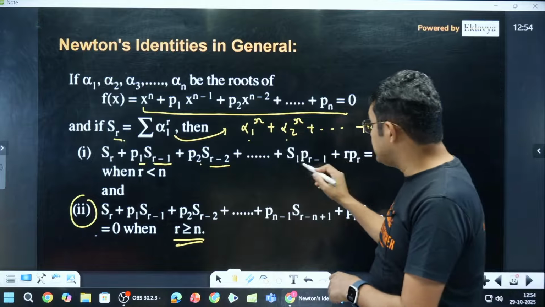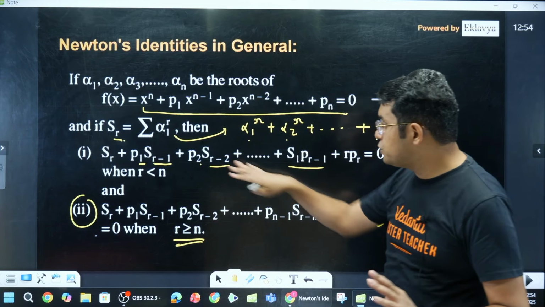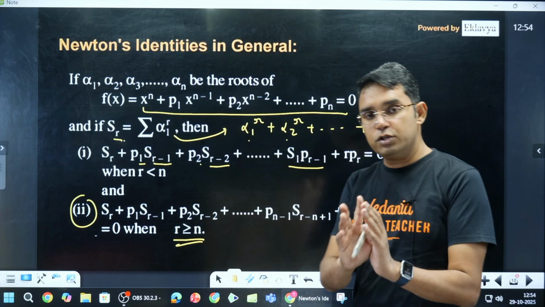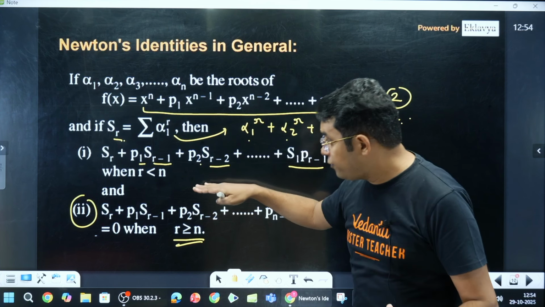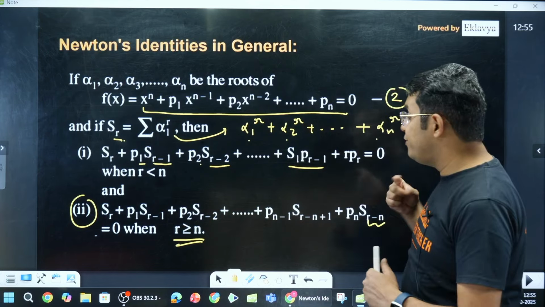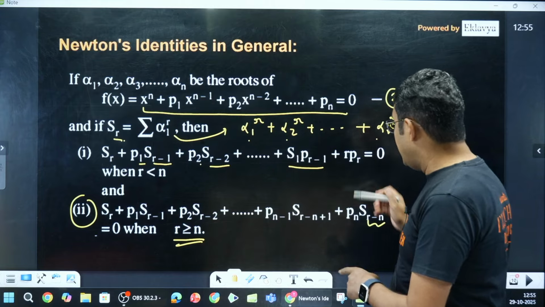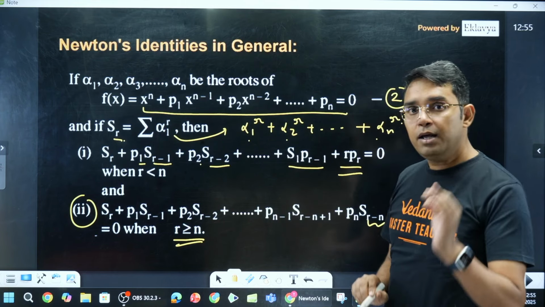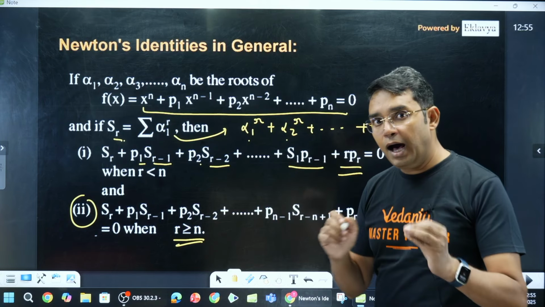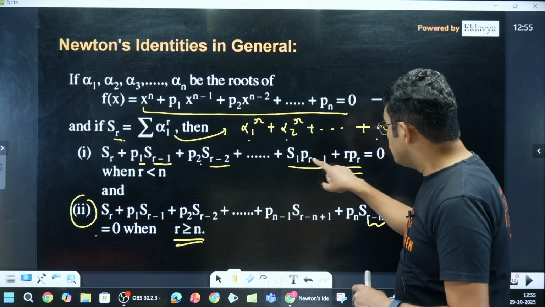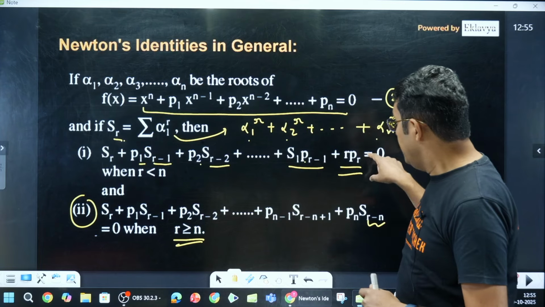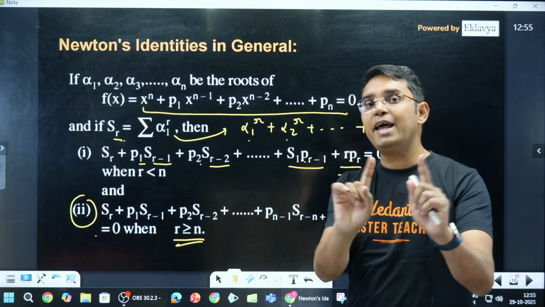Till S1 P_{R-1} it is going absolutely fantastic, there is no difference till here. But after that, when it is the turn to write S0, then it is R into P_R. This is R into P_R. So the next coefficient would have been P_R. It will be multiplied with S0.